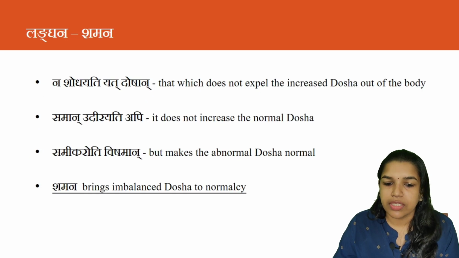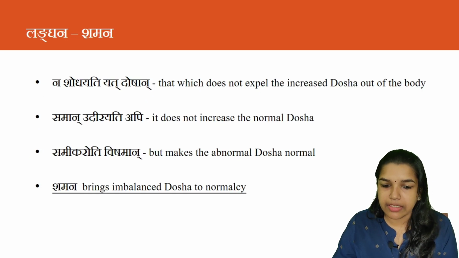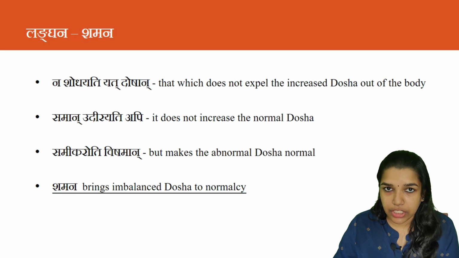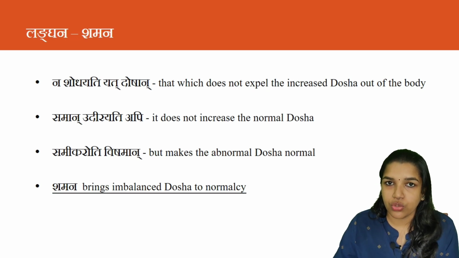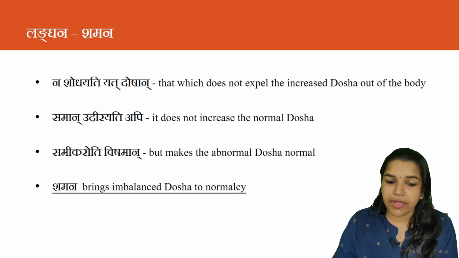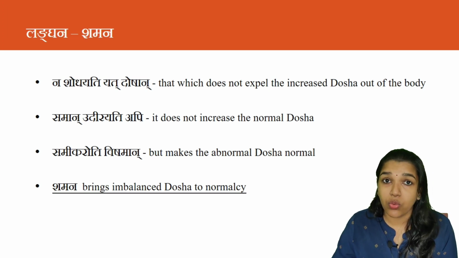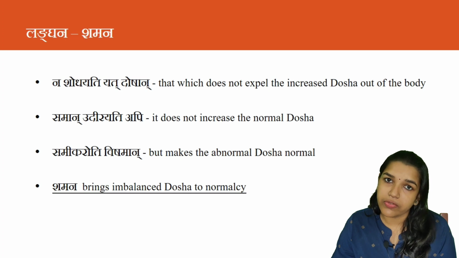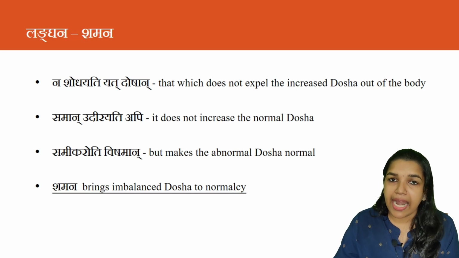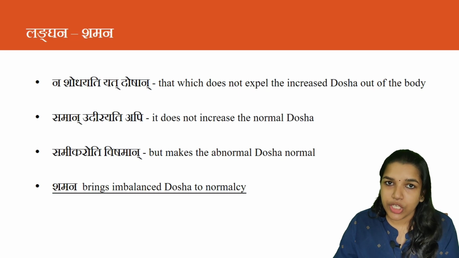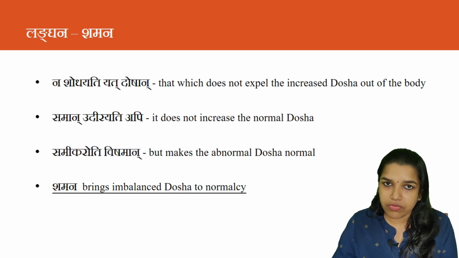So the shamana variety of langhana is that na shodhayati yat doshan, that which does not expel the imbalanced dosha out of the body, saman udirayati api, and it won't increase the dosha which is in the balanced state also, and samikaroti vishaman, the imbalanced dosha will be made into samavastha or balanced state.